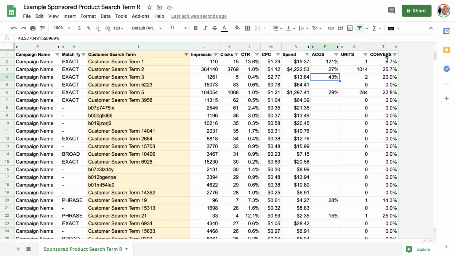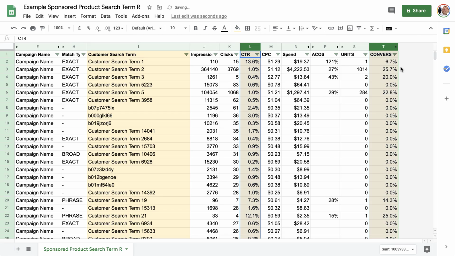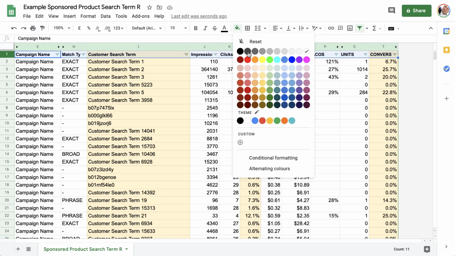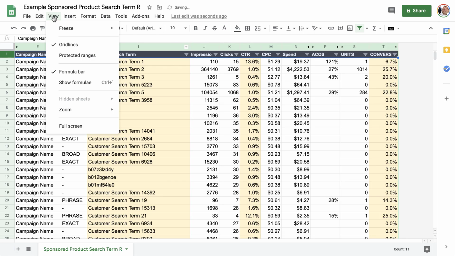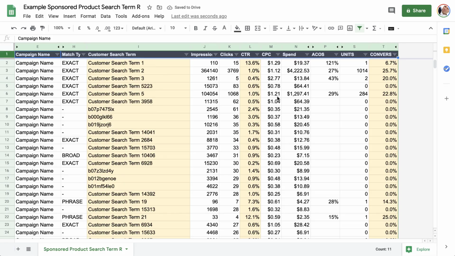Then I want to highlight a few columns which are more important for me than others, and you will get it later why. So I want to just highlight click-through rate and conversion rate. And then I want to select the first row, make it dark with white text, and I'm gonna view and freeze the first row. When I scroll, it is always there. Okay, all right, so let's go into deeper analysis now.